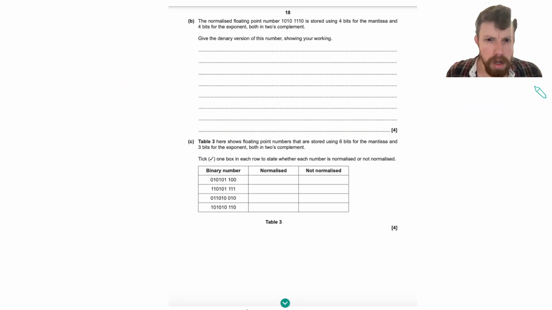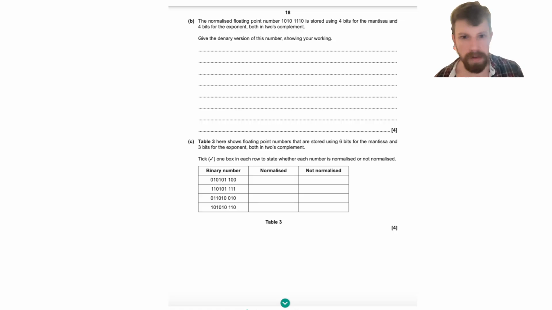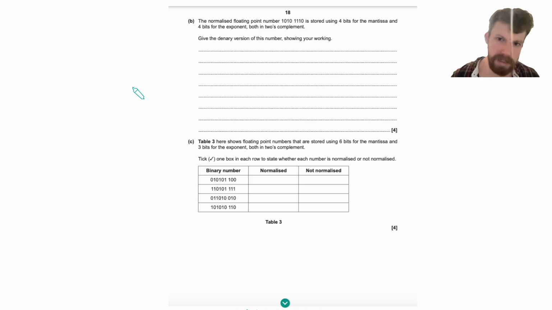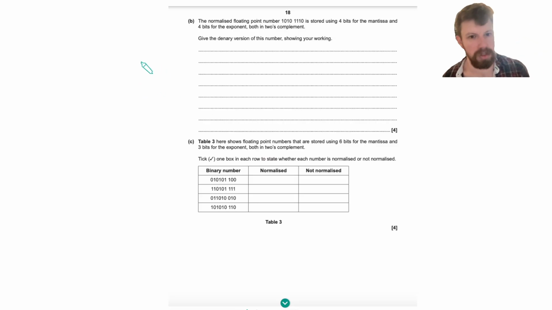Lovely. Okay, so we've got a floating point number used to store 4 bits for a mantissa and 4 bits for an exponent, both using 2's complement. Tried to be a little bit sneaky on this one, as I can see, because they are both negative. I know that because both of them have got 1s at the front. If it's got 0, it's a positive number. 1 is a negative number. So they're both negative, which is the most difficult one to do. But I'll show you how to do it.